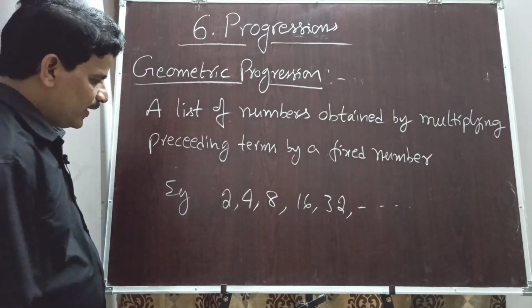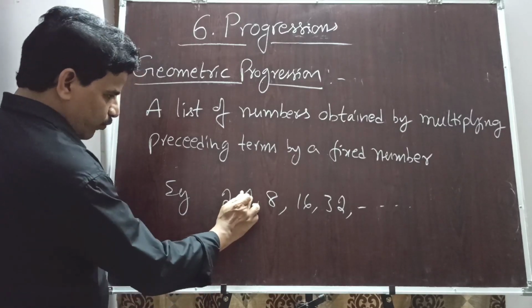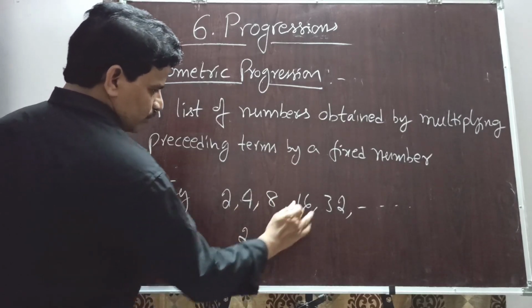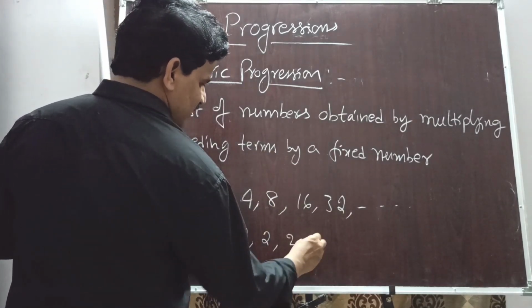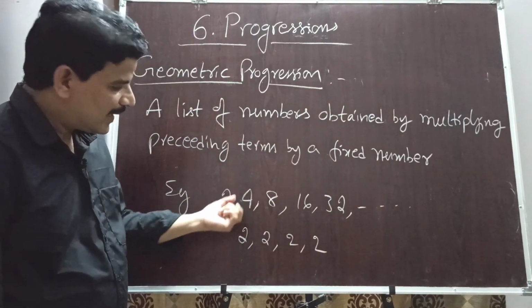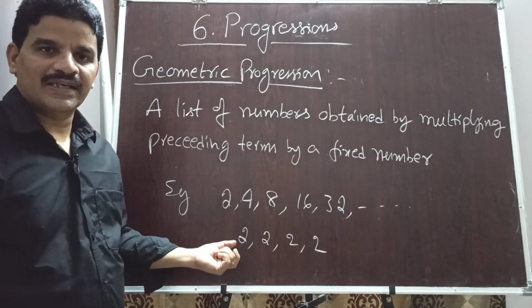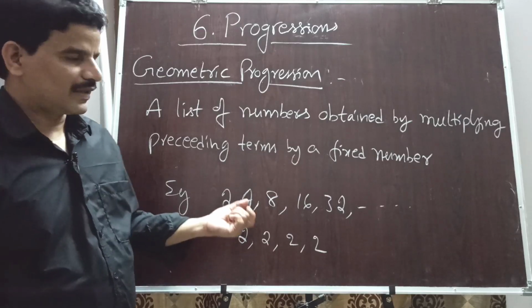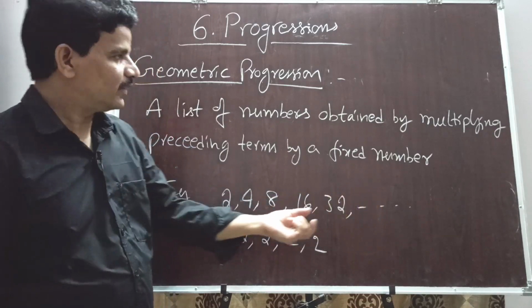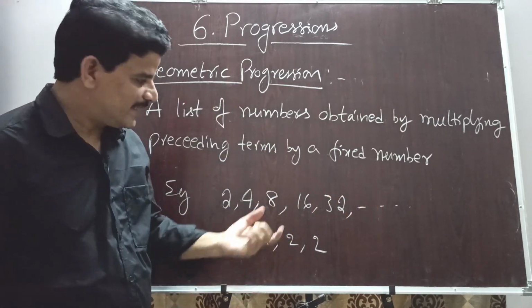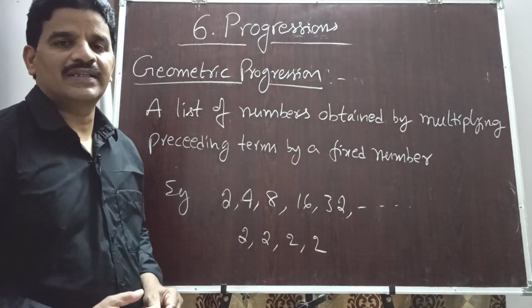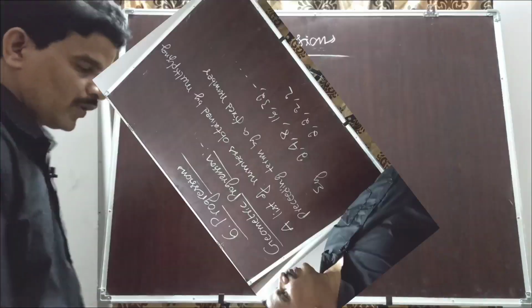Third term is obtained by multiplying the preceding term with what? 2. So here 4 by 2 is 2, 8 by 4 is 2, 16 by 8 is 2, 32 by 16 is 2. So each term is obtained by multiplying the previous term with what? A fixed number. That is called the common ratio. So 2, 4, 8, 16, 32 and so on is a geometric progression, because each term is obtained by multiplying the previous term with a fixed number.